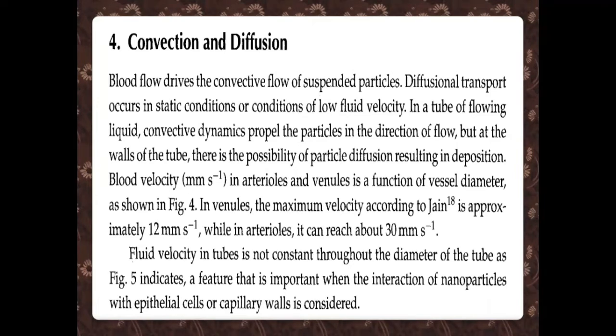So it is not constant throughout the diameter of the tube, and it indicates a feature that is important when the interaction of nanoparticles with the epithelial cells of the tube or the capillary blood vessel walls is very, very important here, because that hindrance is going to decide this velocity. Because the sides of the walls of the capillaries will stop or deposit the particles. Because of that, the velocity of the fluid differs from vessel to vessel or tube to tube.